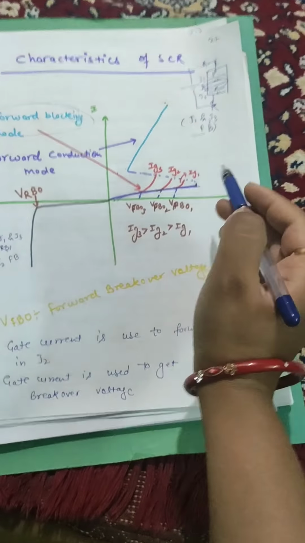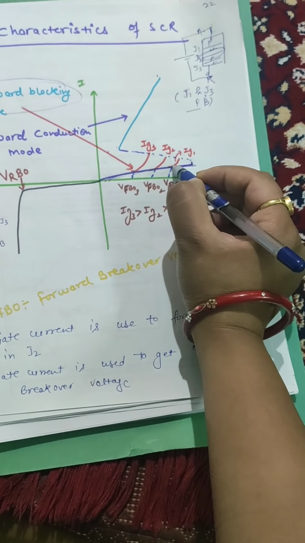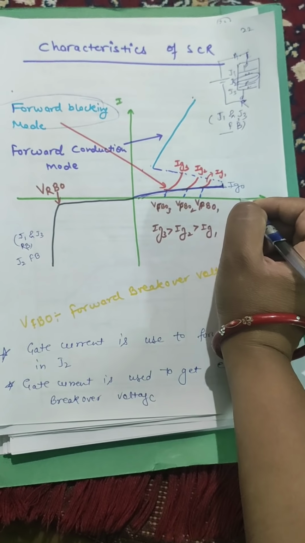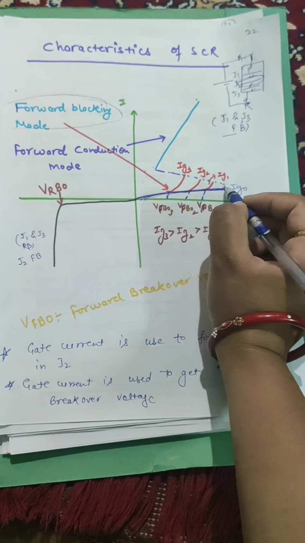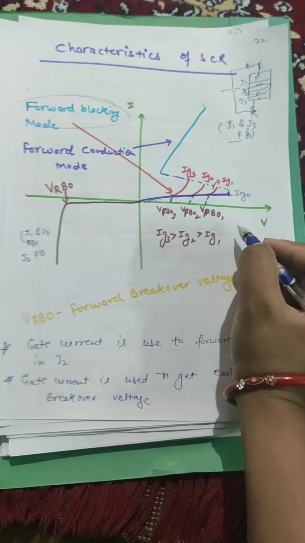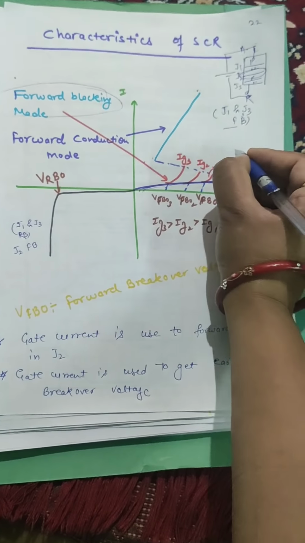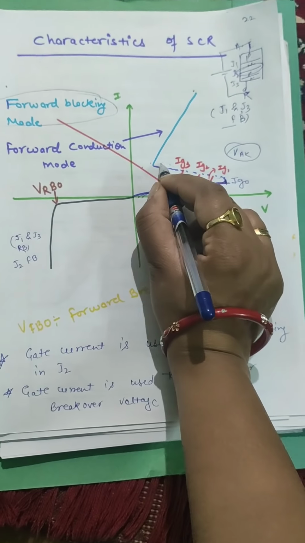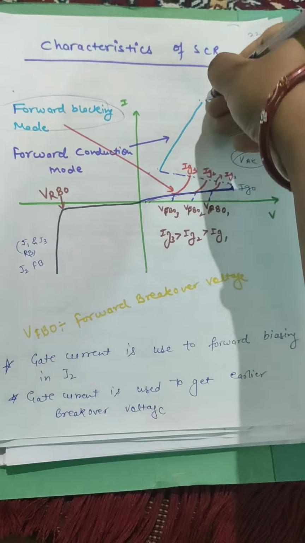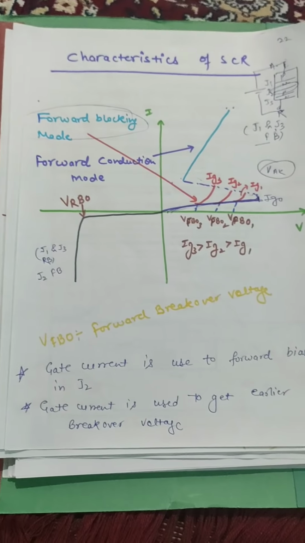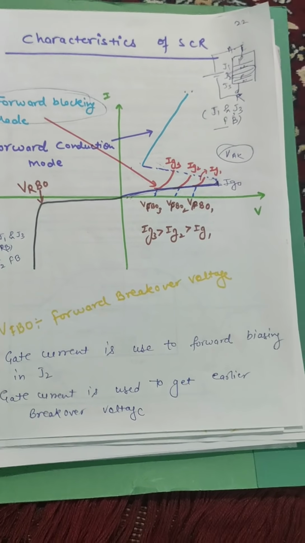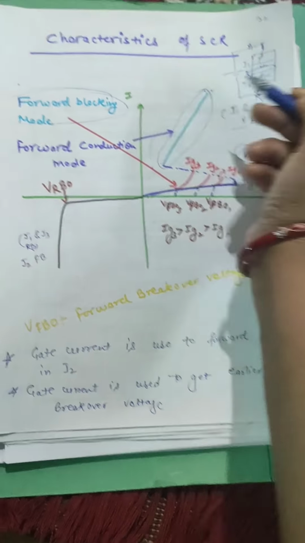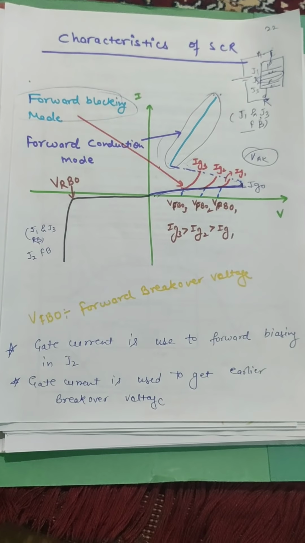After the breakdown, at Ig 0, gate current is 0, the voltage from anode to cathode decreases and current suddenly increases. So this is called forward conduction mode.